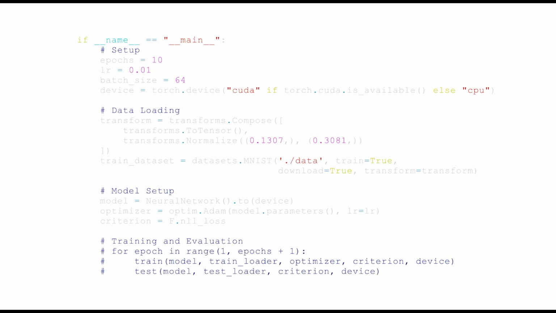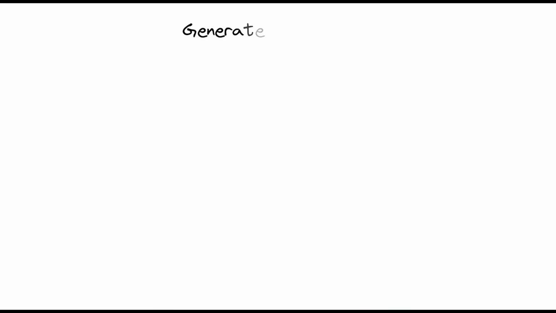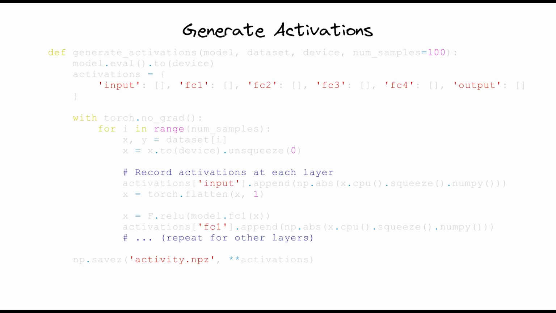We can write a simple main function that trains our model in a loop. To generate a video like the way we started, you would need to store the activations of each individual node as well, which you can do using this code. I have added the link of all the code in the description box below.